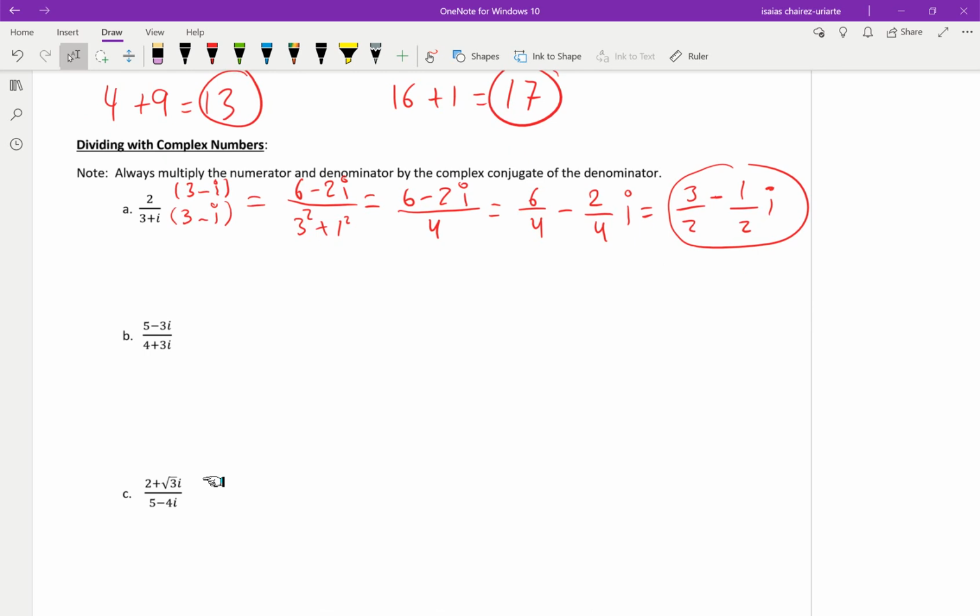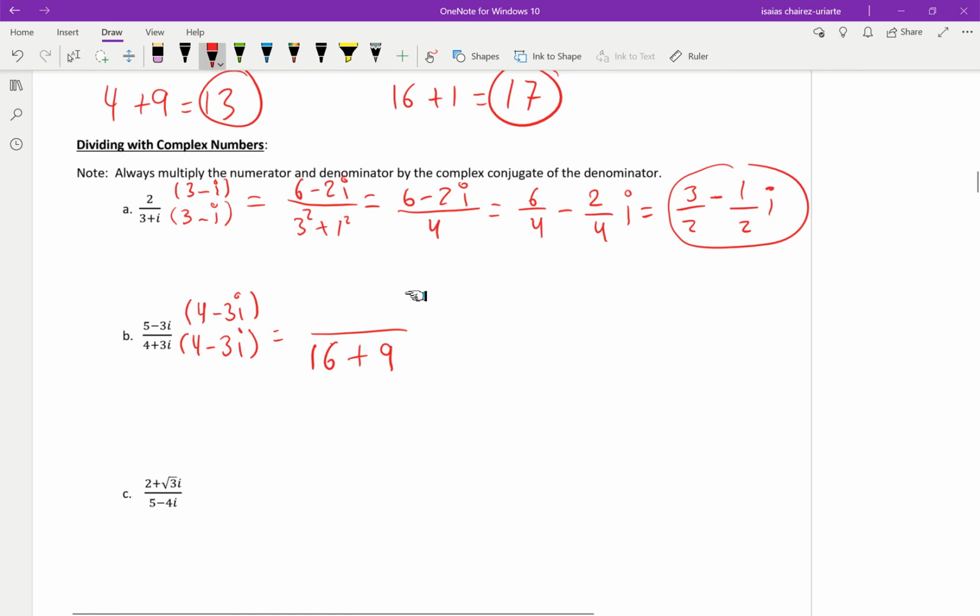Okay, so hopefully you got a chance to work on these other two divisions. Let's compare answers. So this becomes 4 minus 3i. I gotta multiply by the conjugate of the denominator, 4 minus 3i. So I know that my denominator is just going to become 16 plus 9. This is going to be 4 times 4, and then 3i times minus 3i, that's going to be minus 9i squared. Well, that's going to become plus 9.